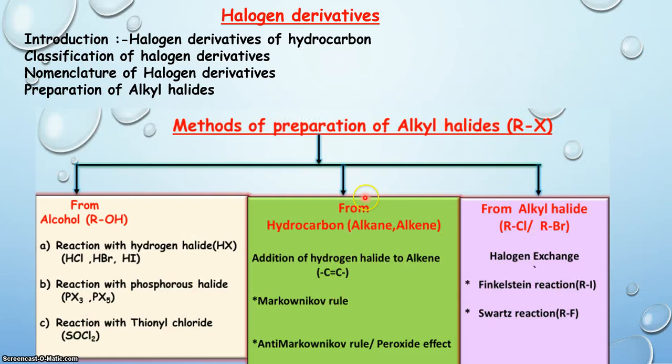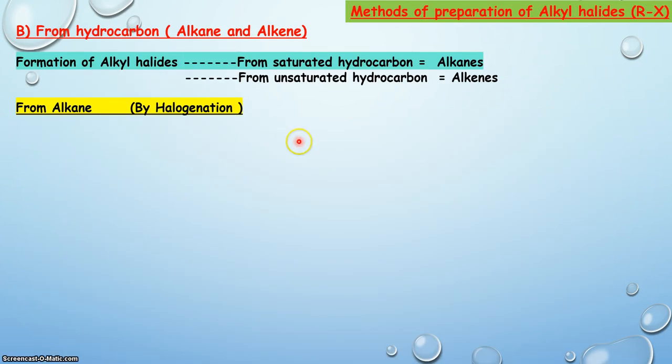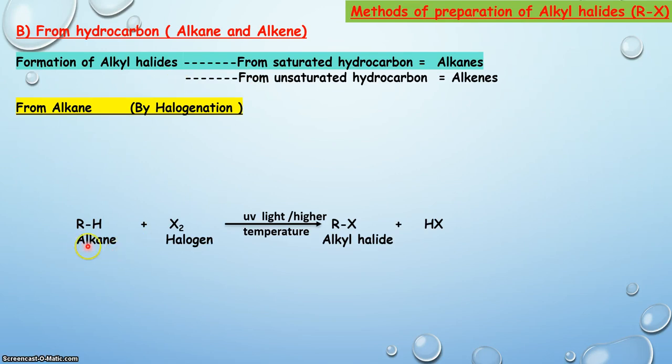In the previous lecture we discussed the preparation of alkyl halide from alkene by addition of hydrogen halide using Markovnikov's and anti-Markovnikov's rule. So let us continue the preparation of alkyl halide by using a saturated hydrocarbon, that is alkane. Here is the preparation of alkyl halide from alkane by using the halogenation process. This is the general reaction of halogenation of alkane.